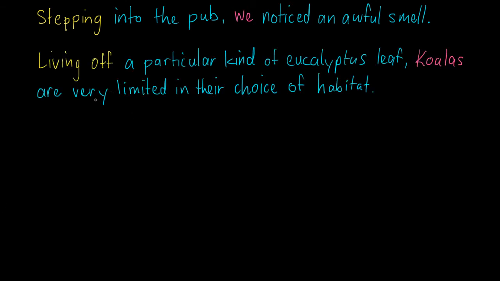Living off a particular kind of eucalyptus leaf, koalas are very limited in their choice of habitat. In this case, what we're doing with the participle here, and it's a phrasal verb in the present participle form, we are giving background information, or we're saying why koalas are limited in their choice of habitat. So you could think of this clause as giving background information, or this clause is saying because or why koalas are limited.